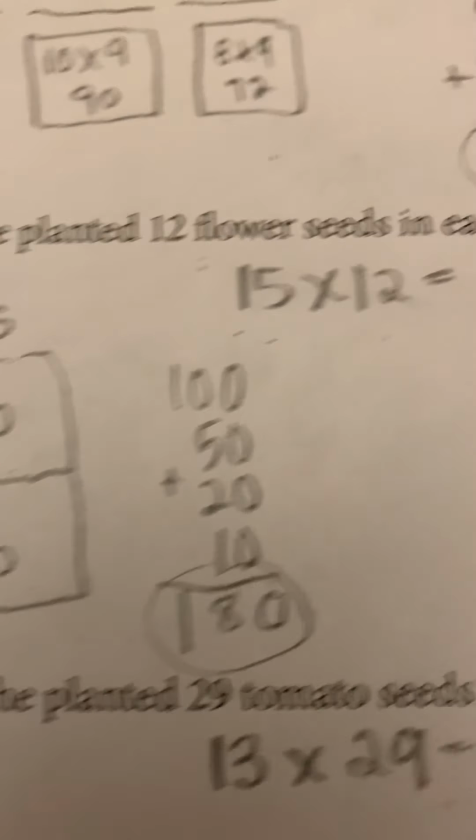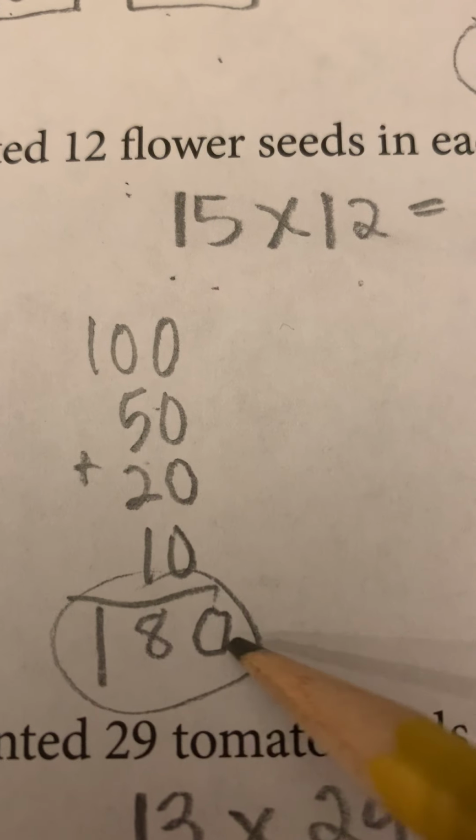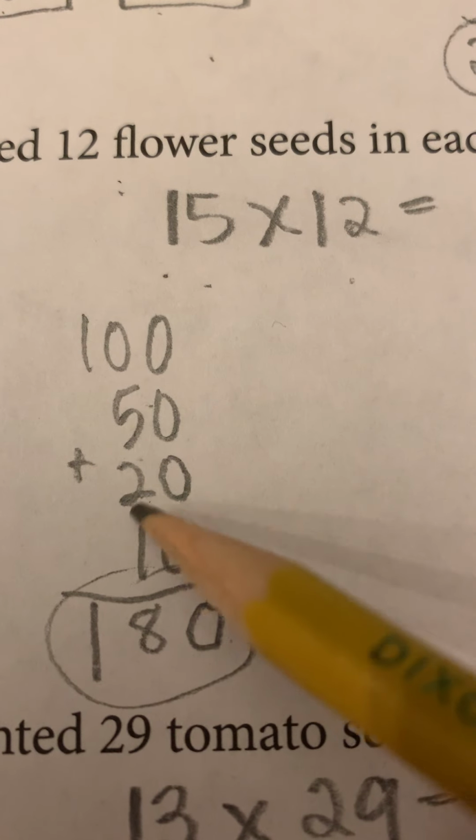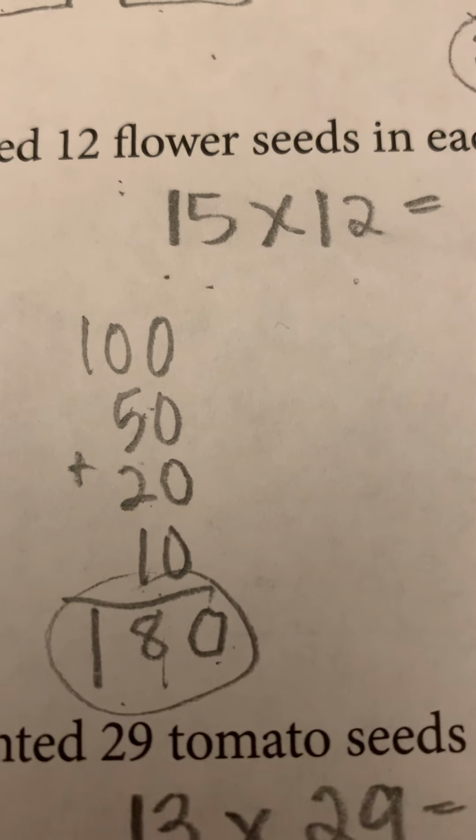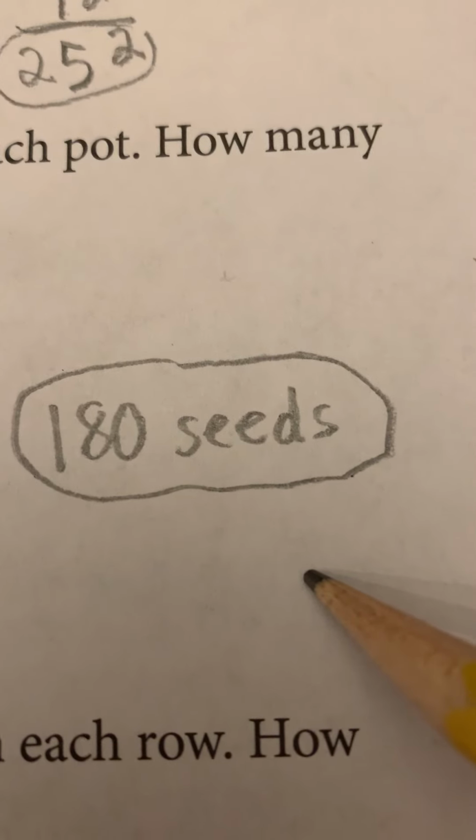Add all the parts together. 0, 0, 0 equals 0, 5, 2, and 1. 7 plus 1 is 8, and then the 100, 180. The answer is 180 seeds. I think it was flower seeds.